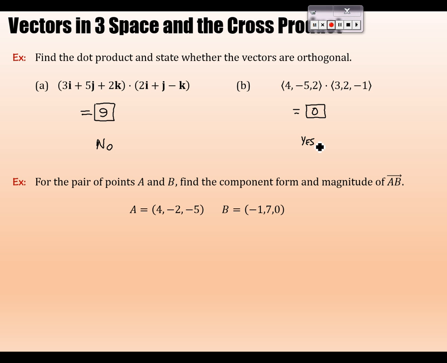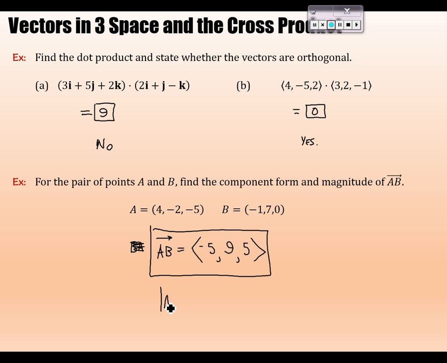orthogonal. And then down here, just to show you that the head minus tail works here, AB, rather, whatever we're doing, is equal to B minus A. So do it carefully. -1 minus 4 is -5. 7 minus -2 is 9. 0 minus -5 is 5. And the magnitude of that is something.